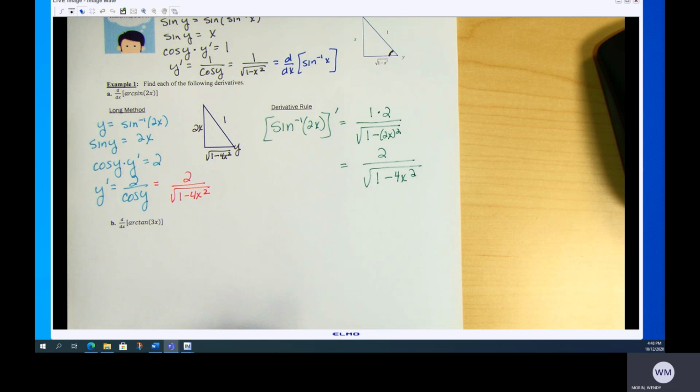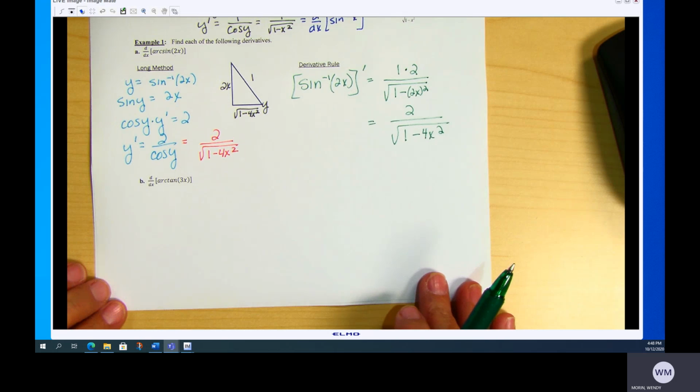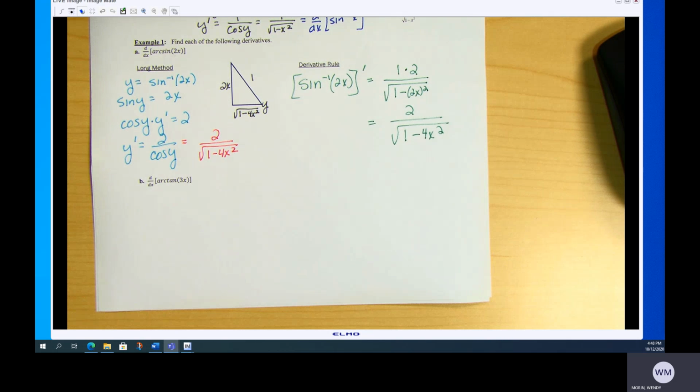So I recommend using the derivative rule. So let's go ahead and try the derivative rule on this one. Go ahead, stop the video and try it yourself.